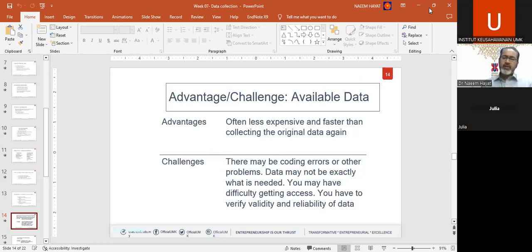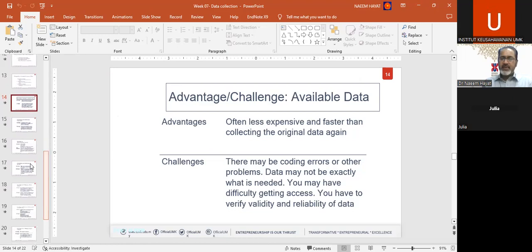So for available data, the advantage is that it's readily available and less costly and time-consuming. But the challenge is that there are errors and issues in the meaning, and the exact data we are looking for may not be available. Sometimes the validity and reliability of the data is an issue that we need to keep in mind, and we need to answer these questions beforehand before applying some kind of analysis on the data.